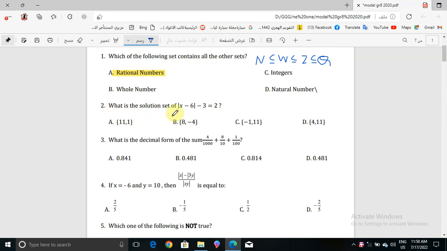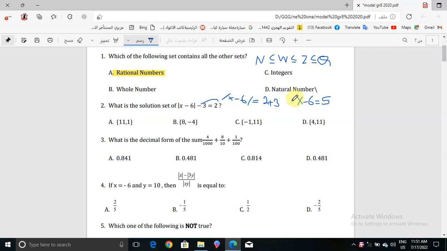Okay, now question number 2 is asking what? The absolute value of x minus 6, minus 3, is equal to 2. So what we will do here, first of all, we will shift negative 3 to the other side with 2. So that means it will be the absolute value of x minus 6 is equal to what? 2 plus 3, right? Then it will be x minus 6 is equal to 2 plus 3, which is 5, right?